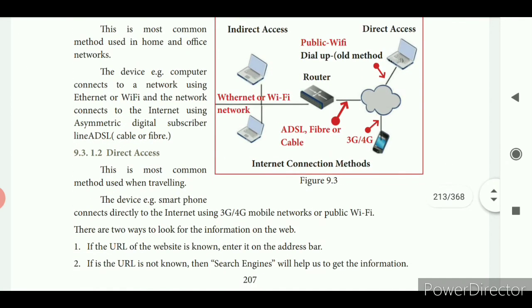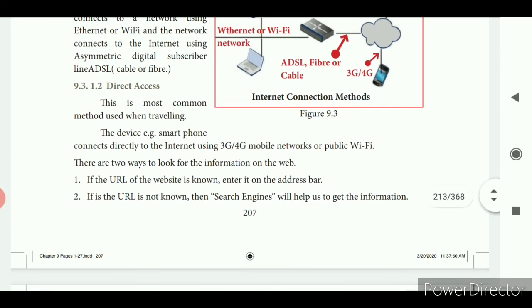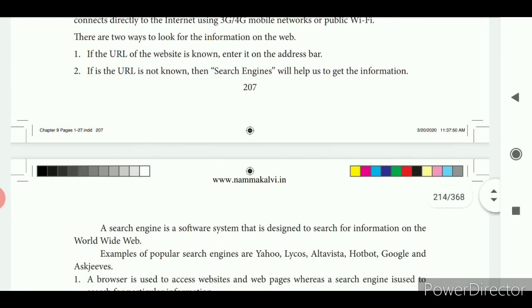Then direct access. What do you mean by direct access? This is the most common method used while traveling. The device, for example a smartphone, is connected directly to the internet using 3G or 4G mobile networks or public Wi-Fi. There are two ways to look for information on the web. One is you type your URL in the address bar and press enter. You can see your information. If you do not know the correct URL, you have to use a search engine and type the data.